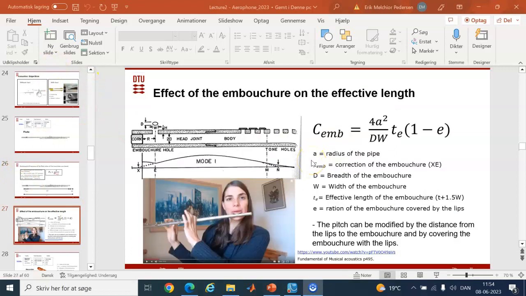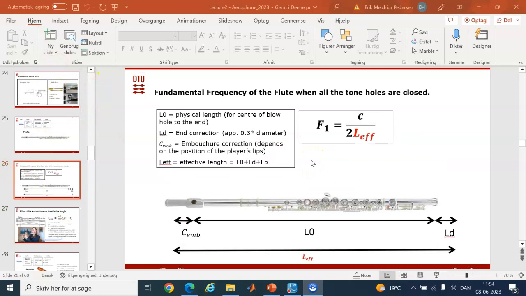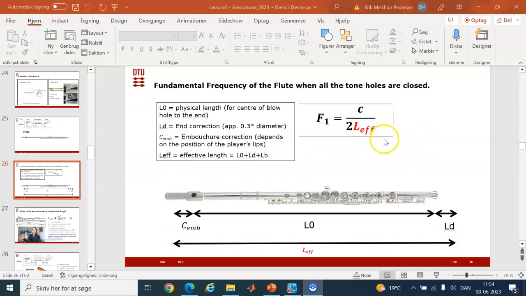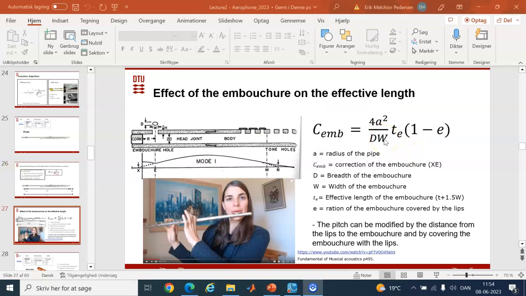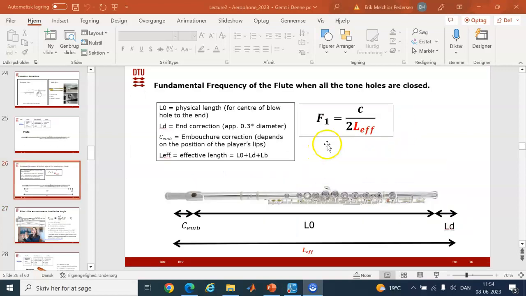The flute. Remember the effective length of a flute. It defines the frequencies in the denominator. And the effect of the embouchure on the effective length, that's the C_emb. That's a somewhat complicated formula.